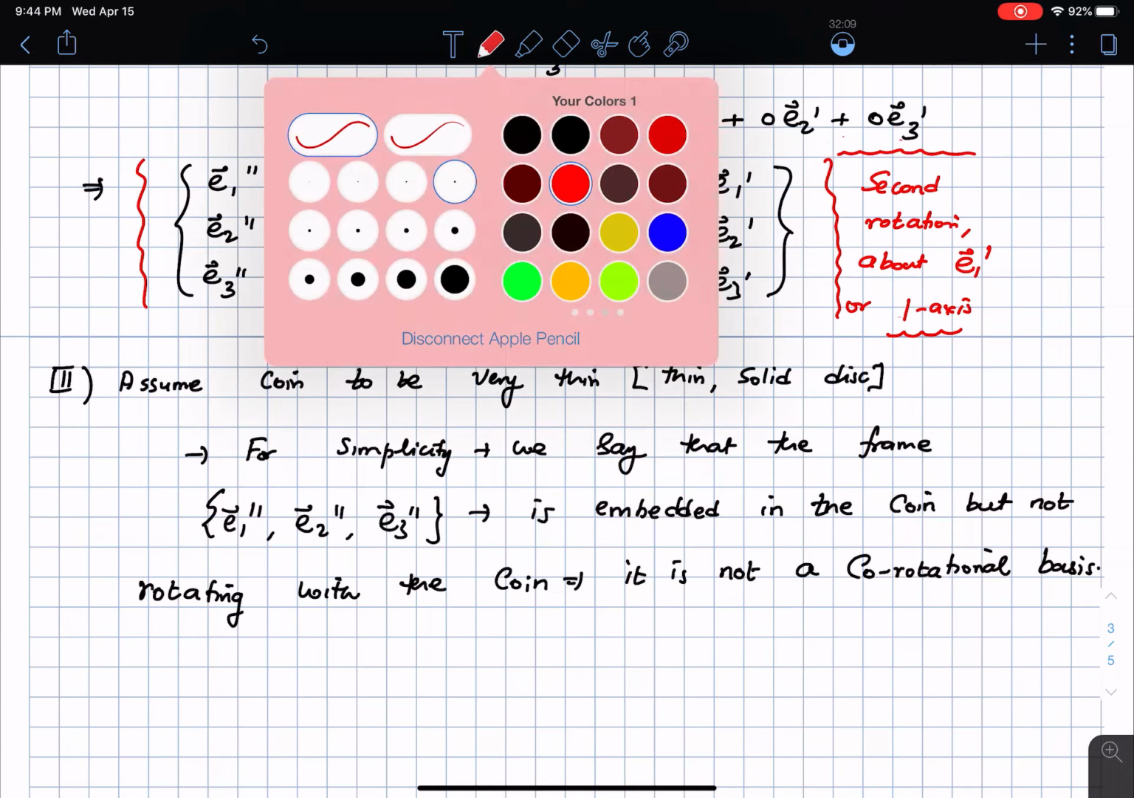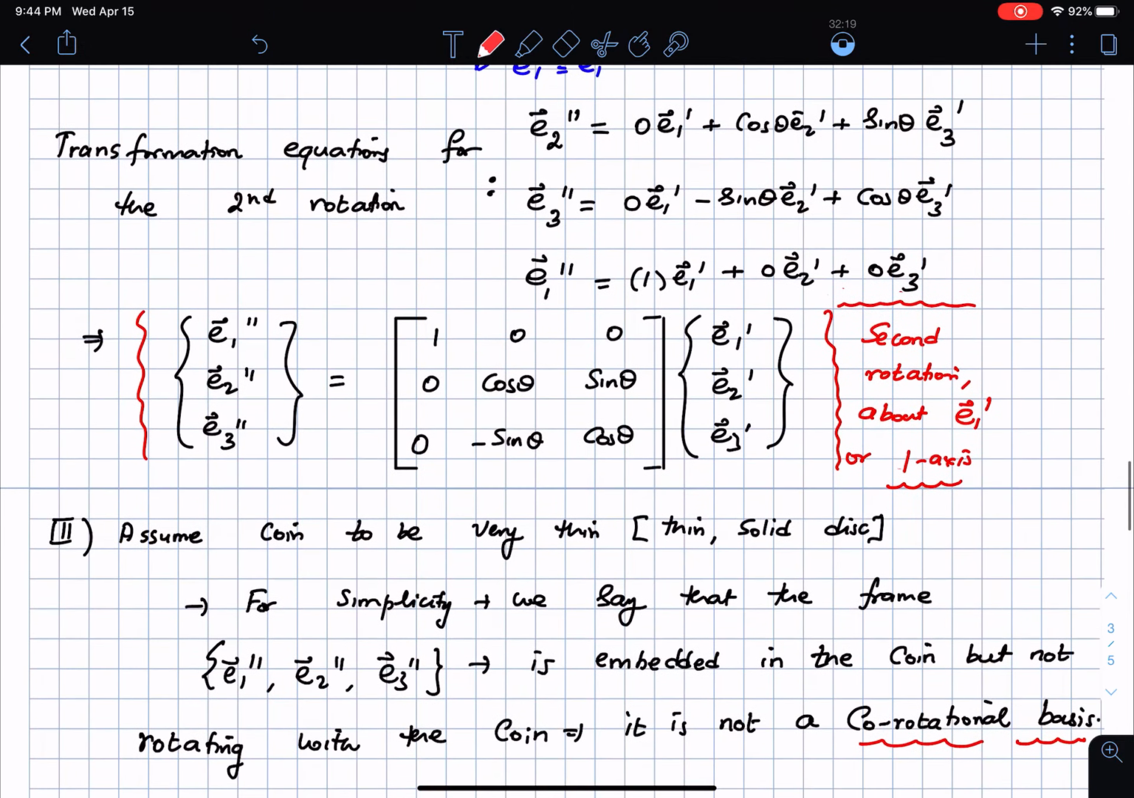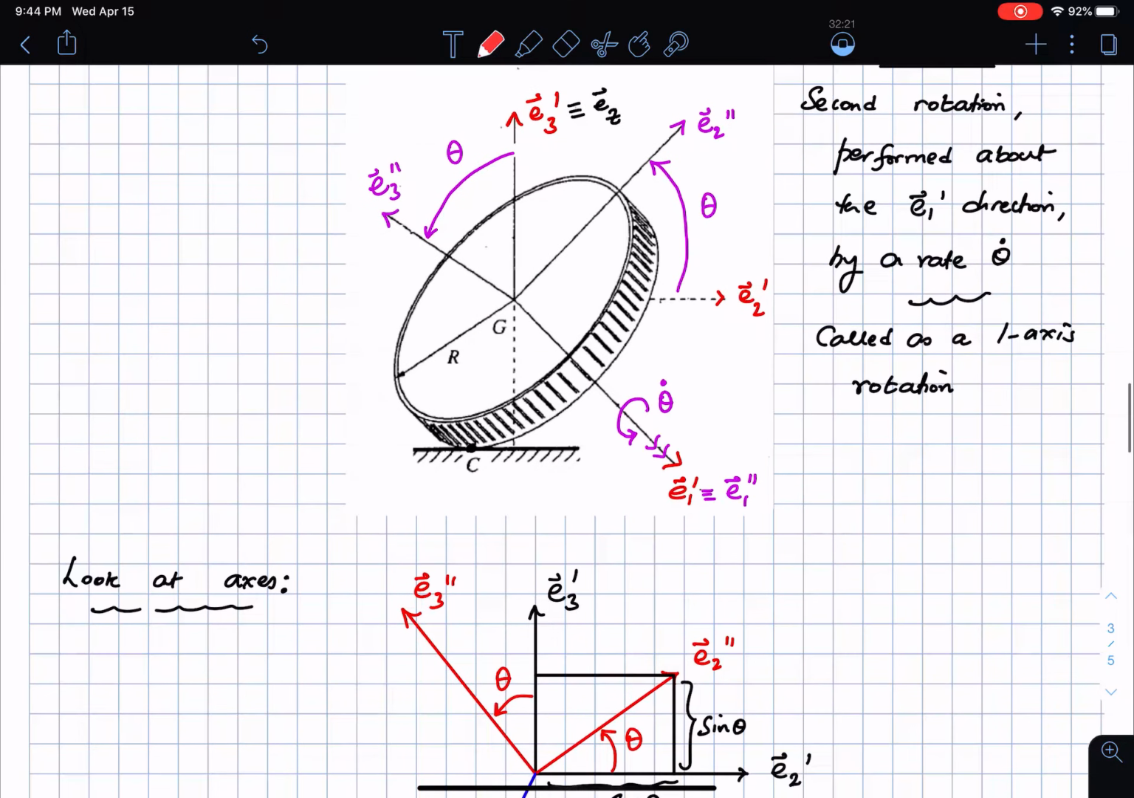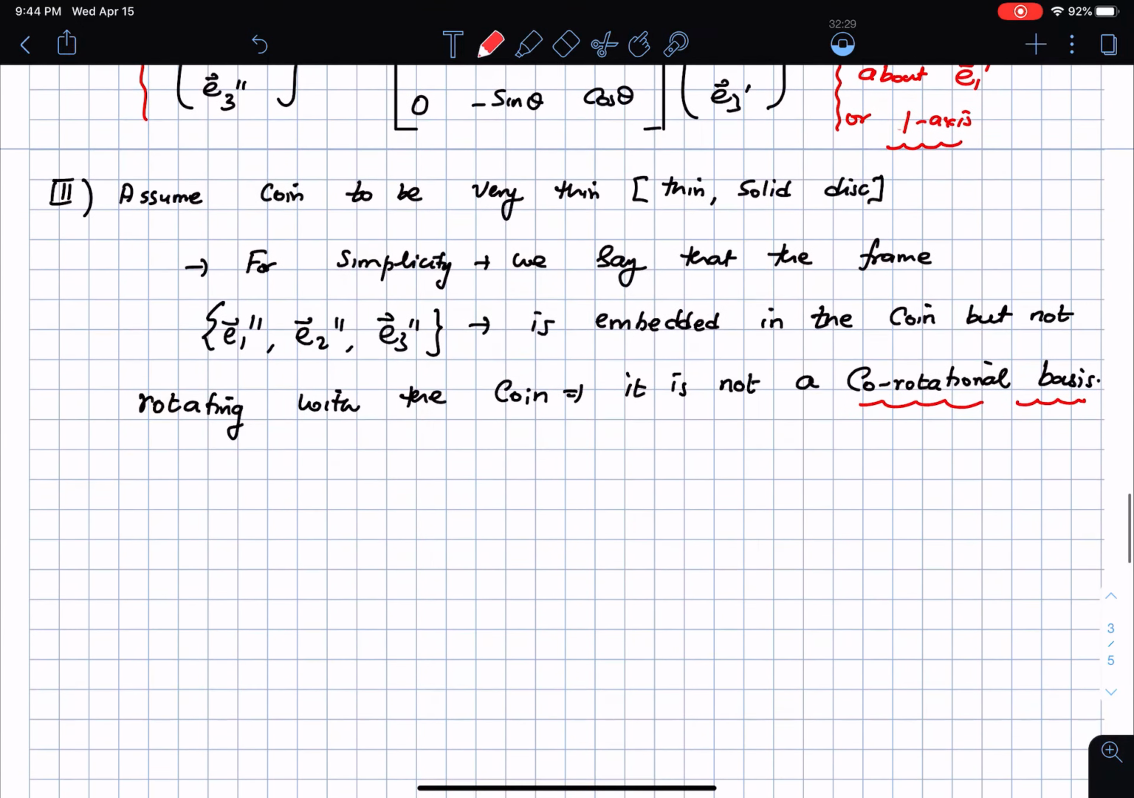And last lecture we said that a co-rotational basis is something that is fixed to the coin and rotating with the coin. What is the reason for doing so? The reason for doing so is because we want to capture the location of the contact point C relative to G by making use of this E2 double prime vector. Okay, the reason for that is the following.